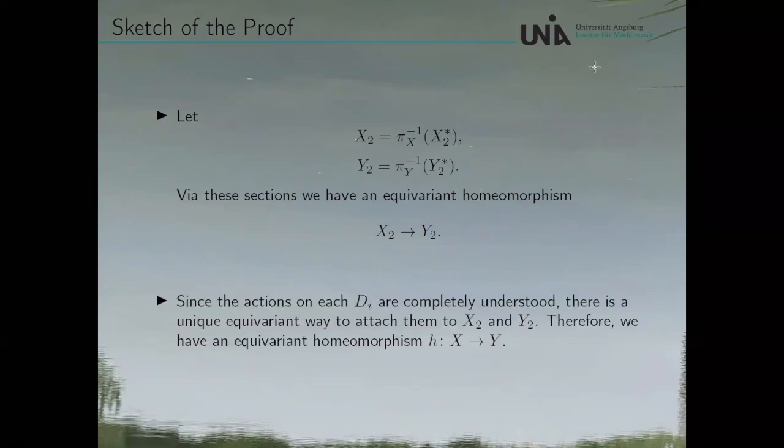Now, what is missing from the original Alexandrov spaces are the neighborhoods around exceptional orbits. But as I said before, the neighborhoods around exceptional orbits are completely determined by the weights that we have from the action of cyclic groups on T2 and on D2. Therefore, we can glue them back to X2 and Y2 in a unique way, and in the end, we get the equivariant homeomorphism that we wanted.